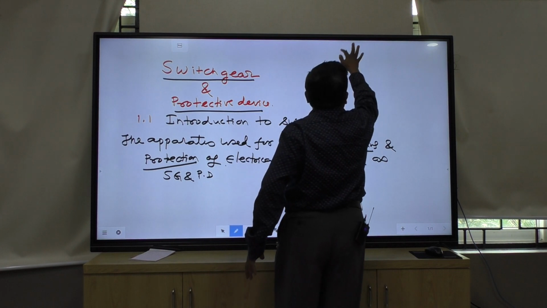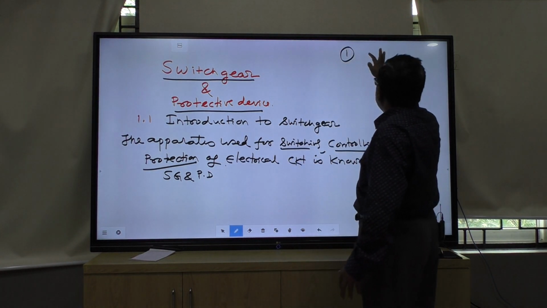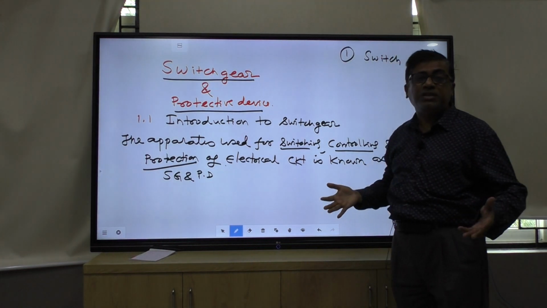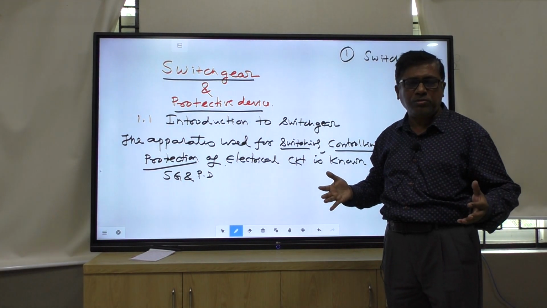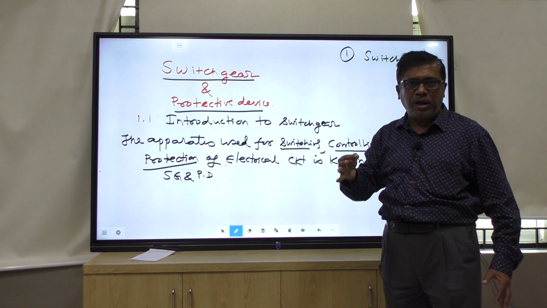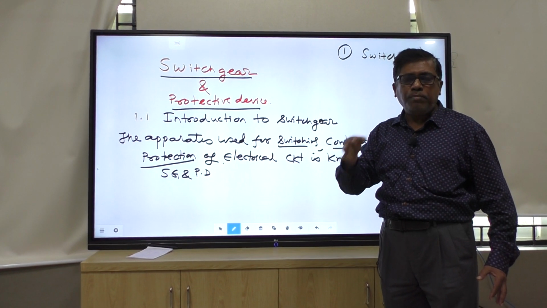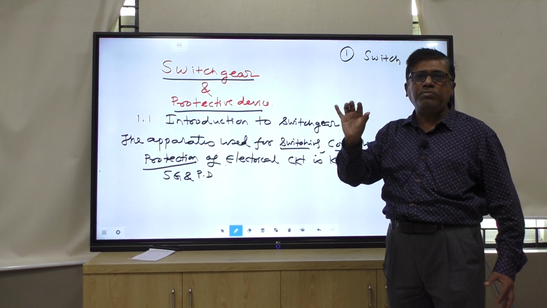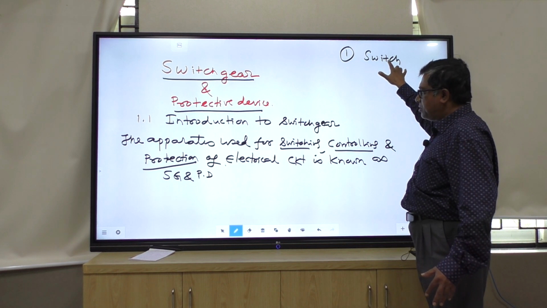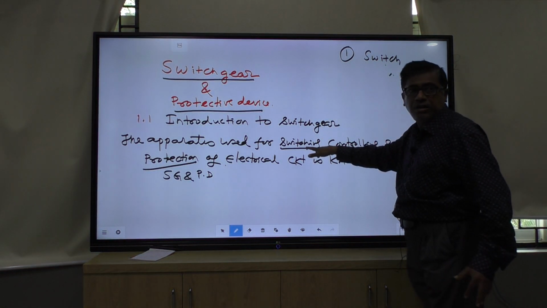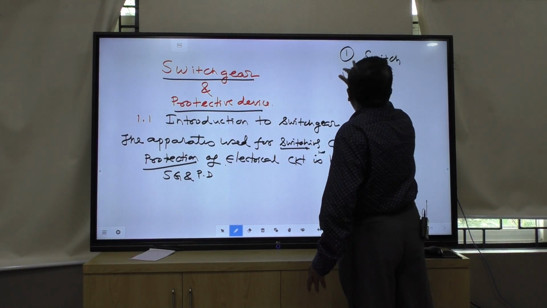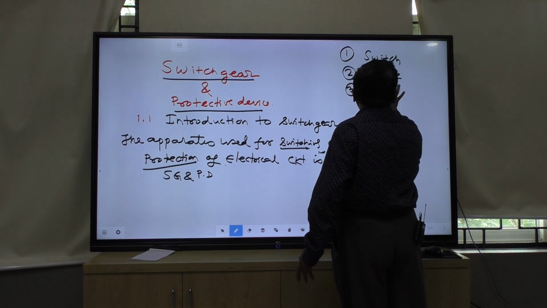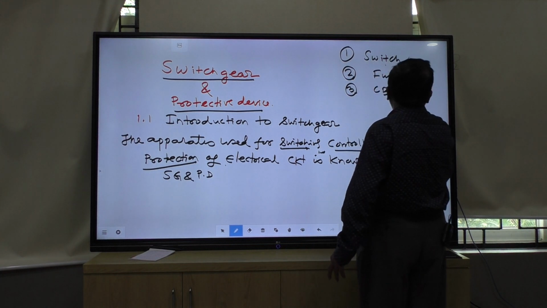Number one, switch. It is a very popular word, switch. Everybody must have seen it in your house. In your house domestic supply, you are controlling fan, tube light, heater, geyser, TV with the help of the switch. This is the switch. From the switch comes switching, then comes fuse, then circuit breaker, CB, that is your circuit breaker.